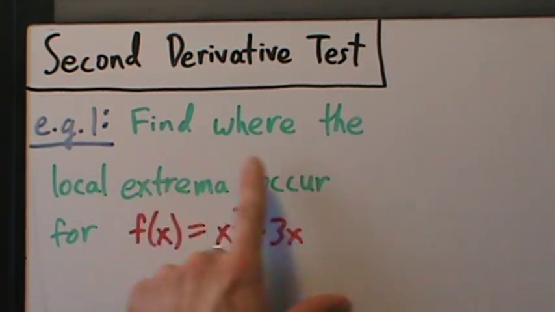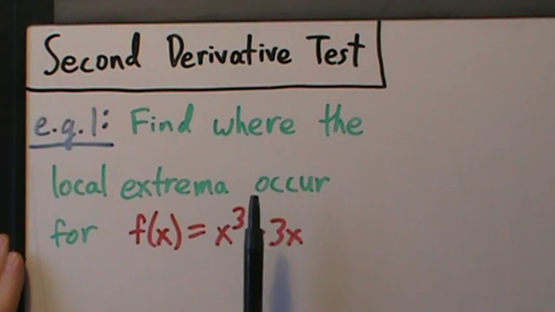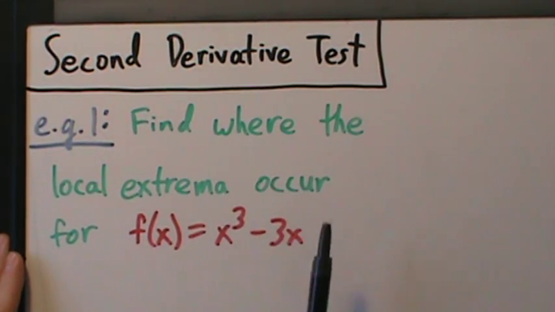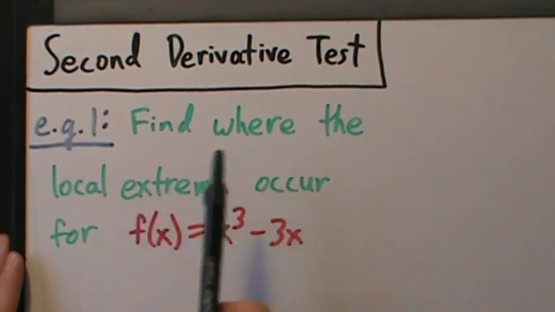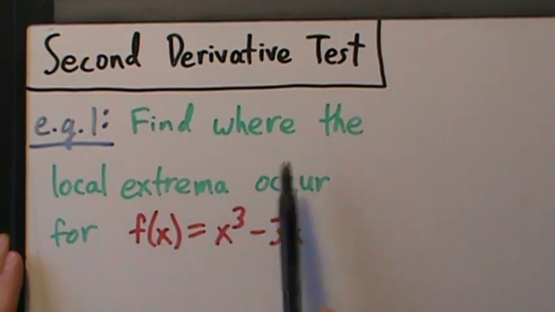Basically we're just going to find where the local extrema occur for this function f of x equals x cubed minus 3x. So again, when we say where the extrema occur, that just means the x values. We don't really care about the y values for this example, because if you want to find the y values, just take the x values that you get and plug them into the original function. What we just want to do here is illustrate the differences between the second derivative test and first derivative test. So we only need to be concerned with the x values for that.